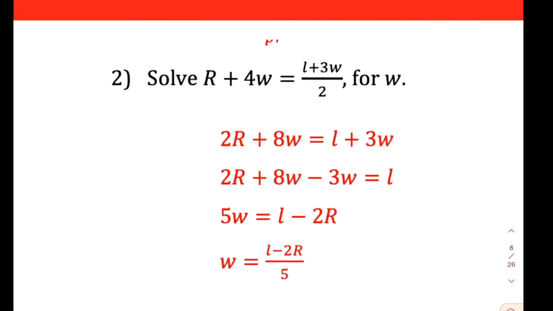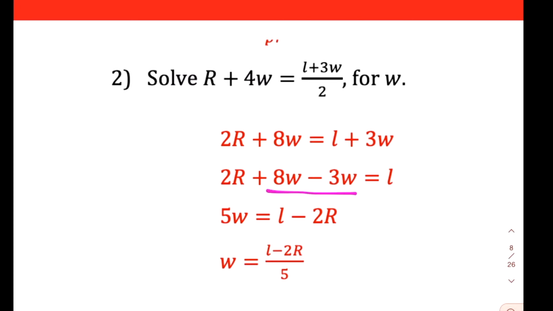Okay, so I'm going to underline my w again. This is my w. I need to collect it on one side. So to do that, I have to subtract 3w from each side, minus 3w. Some of you do it this way. Some just transpose or move it to the other side and change the sign. It's up to you. You do it the way you like, as long as you get this.